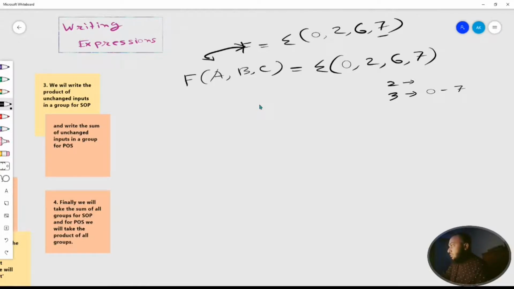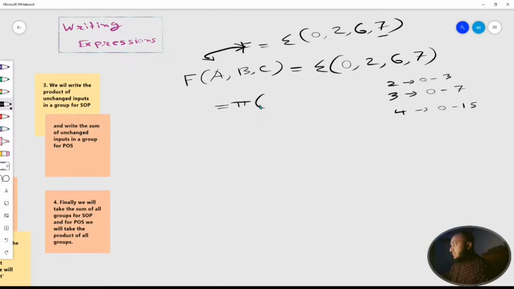With 2 bits we can get 0 to 3. With 4 bits we can get 0 to 15, and in this case, as we have the highest value as 7, that means we have 3 inputs. Okay, so we can write the same thing using POS form.